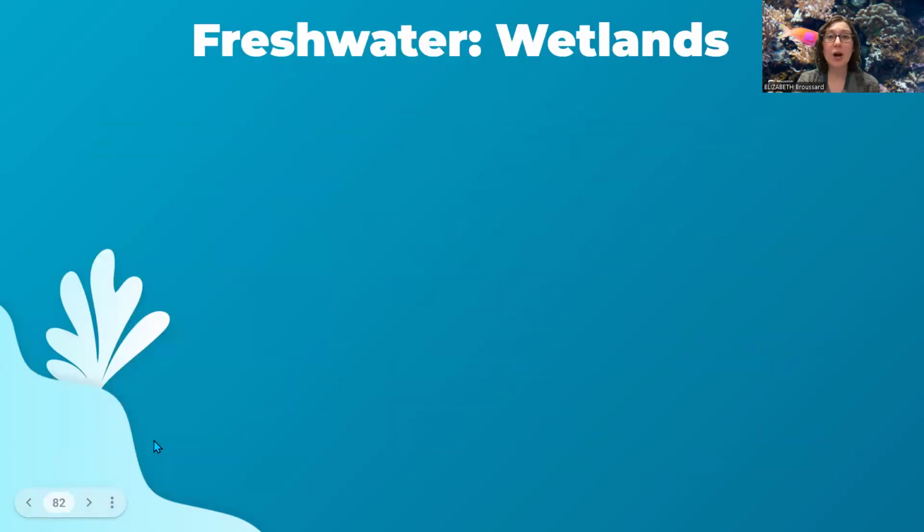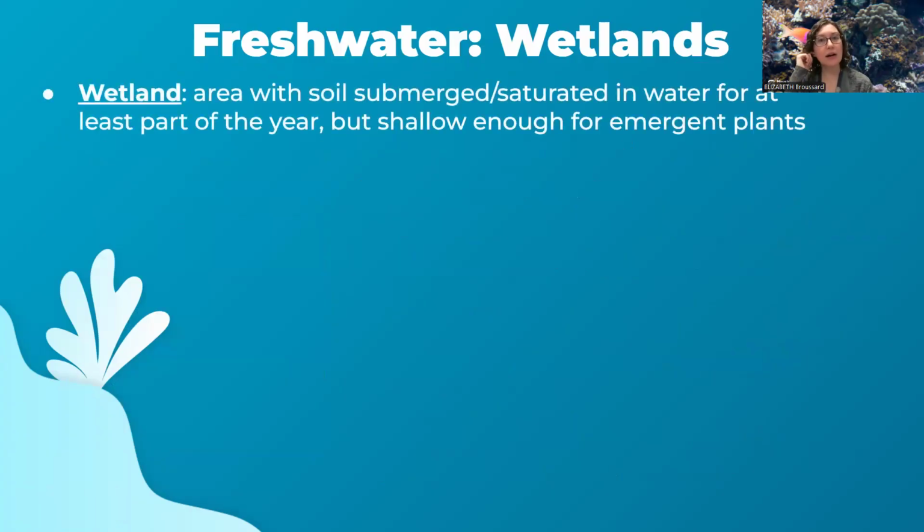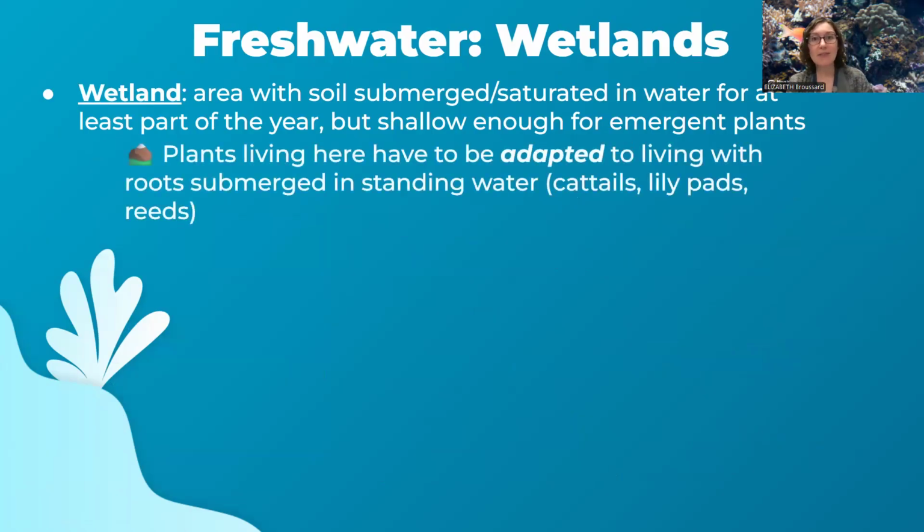Awesome. Continuing on with freshwater, we also have our wetlands. Wetlands are going to be characterized when the soil is submerged at least part of the year, submerged or saturated with water, but still shallow enough that we have those emergent plants such as reeds and cattails. Plants living here, they must be adapted to being okay with their roots being submerged in standing water.